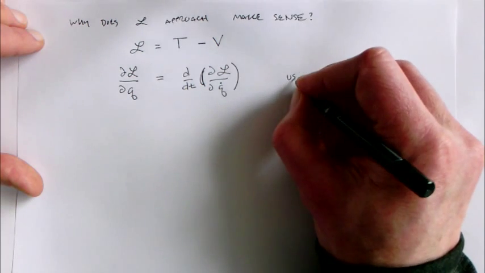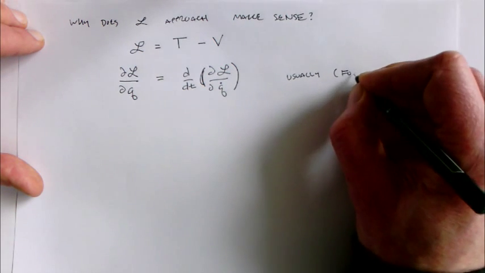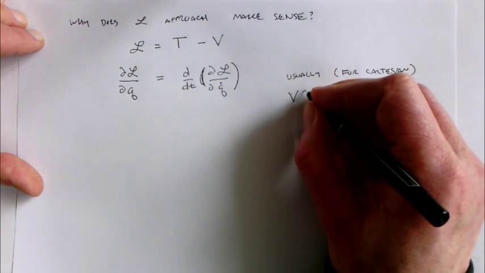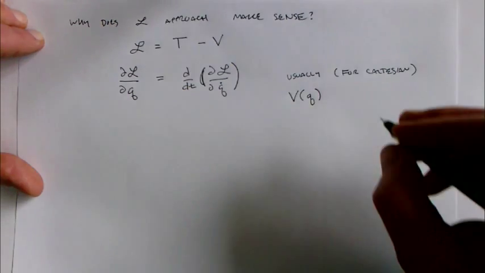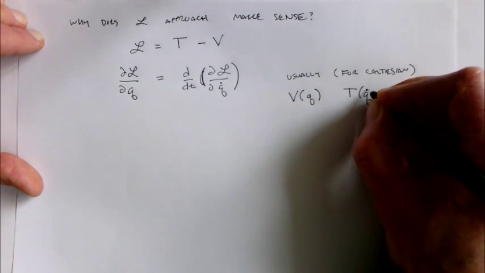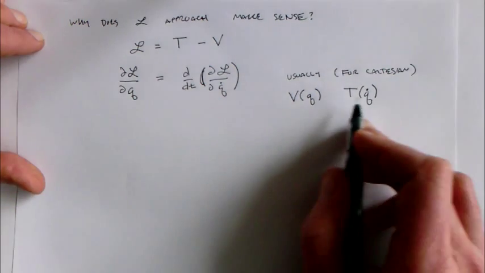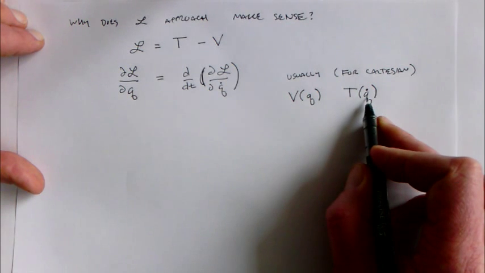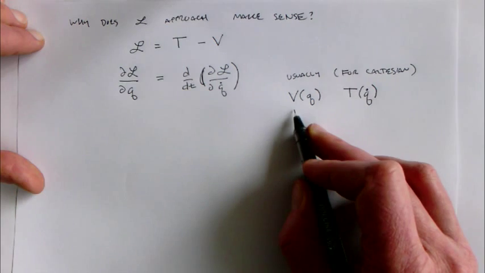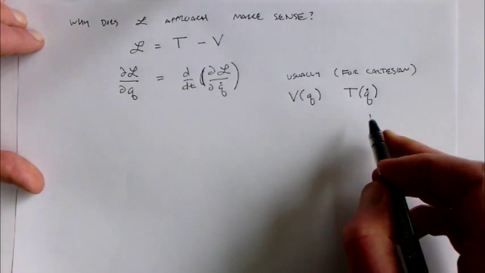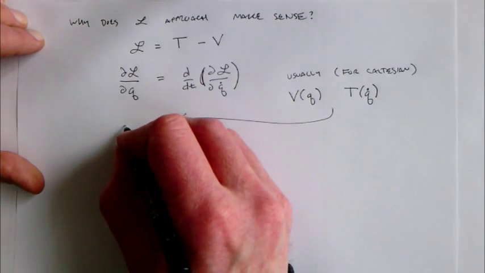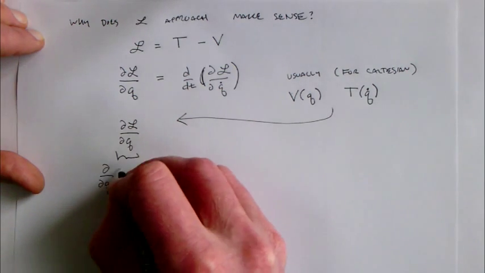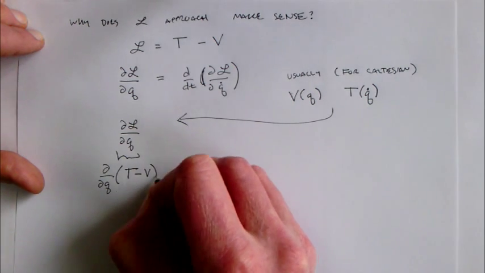For Cartesian coordinates, the potential simply depends on what the position is, right? And the kinetic energy depends on what the velocity is, right? So say you've got some system where the kinetic energy is just a function of velocities, or of time derivatives of the variables, and the potential energy is just a function of the position. Then for that case, let's think about what the partial of the Lagrangian with respect to q is. Well, the partial of the Lagrangian with respect to q is the partial with respect to q of the kinetic energy minus the potential energy.